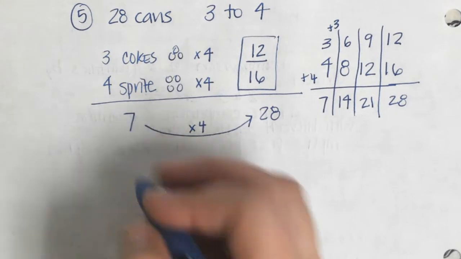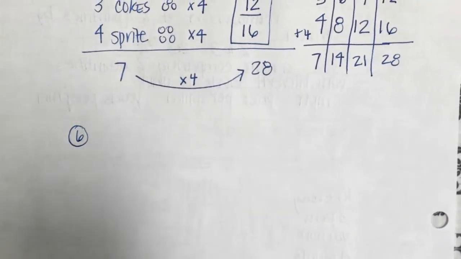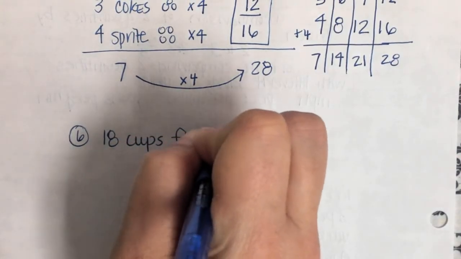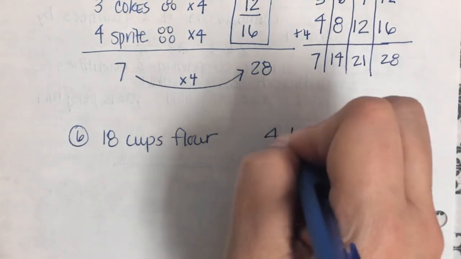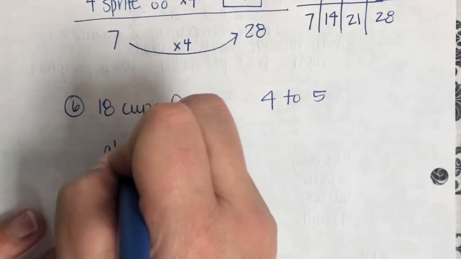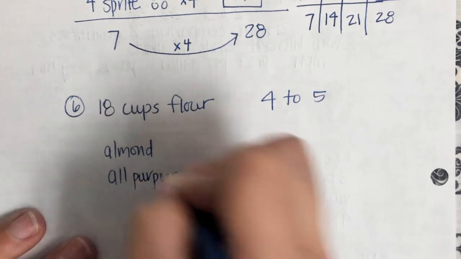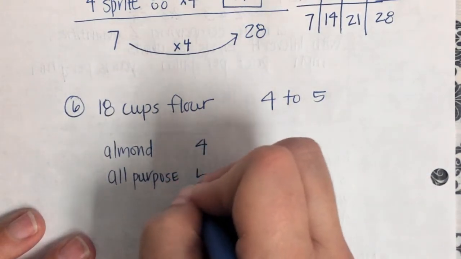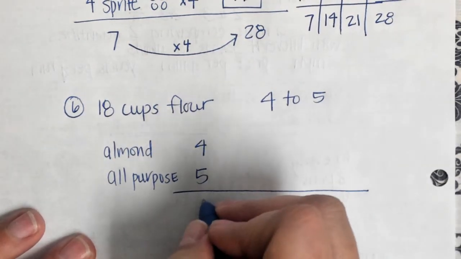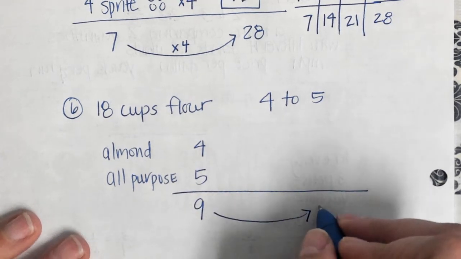Hang on. All right, let's look at number 6. Okay. Baking. So we've got 18 cups of flour, and we want to maintain our ratio of 4 to 5. Okay, so let's say we've got almond flour and all-purpose. All right, and we have 4 cups of almond flour and 5 cups of all-purpose. So how many total cups do I start with? 9. Okay, hang on. And I want to go to 18.